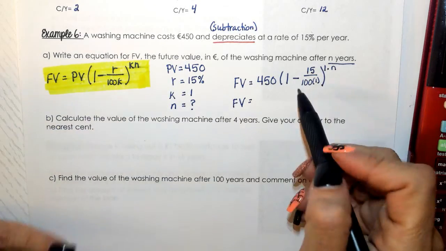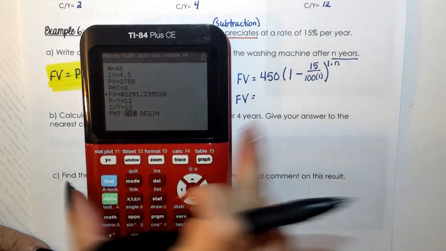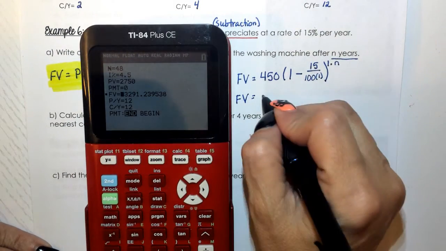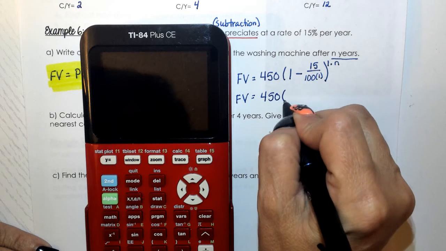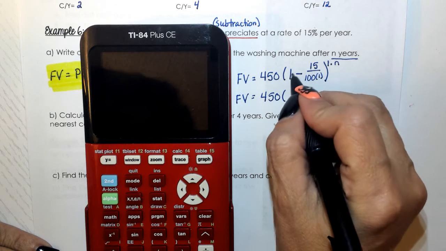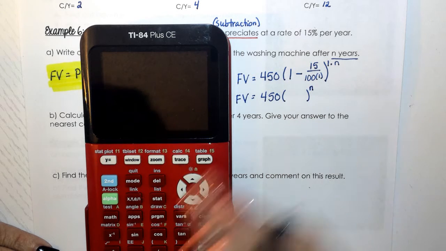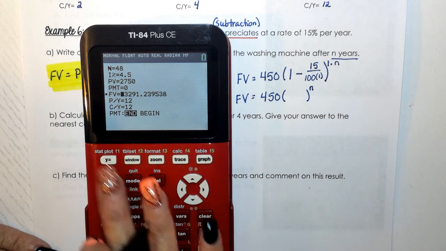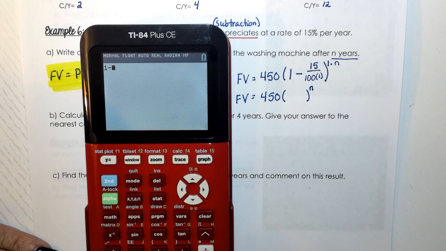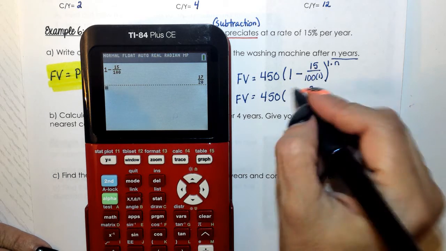Okay, I'm going to do some of this on my calculator. 1 times n, really, would you agree that this is going to be 450 times 1 minus 15 over 100 to the n power, because 1 times n is n. So here's what I'm going to do. I'm going to leave that. 1 minus 15 over 100, and it's 17 over 20.